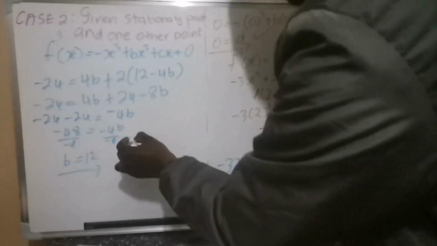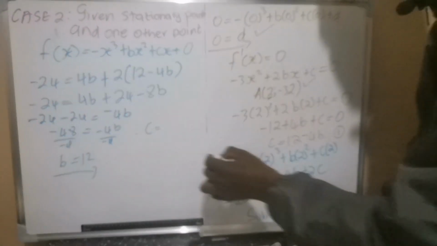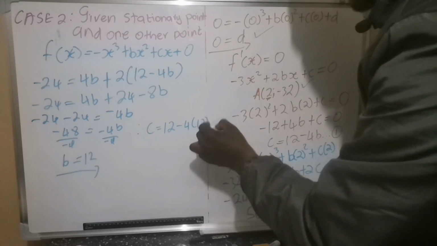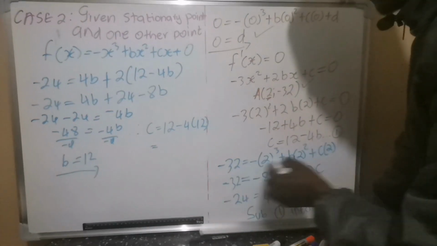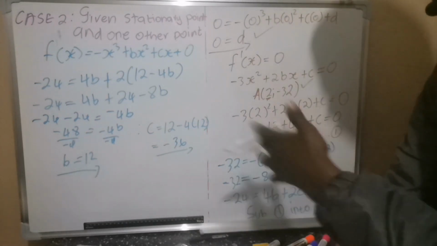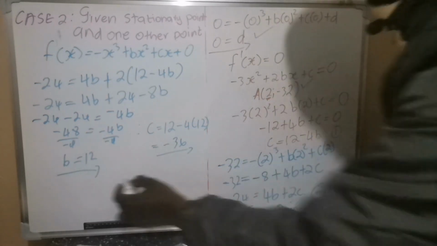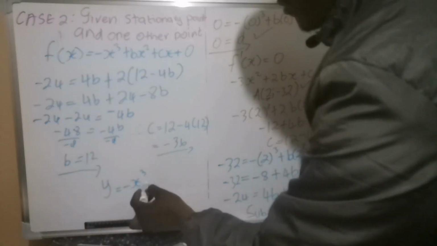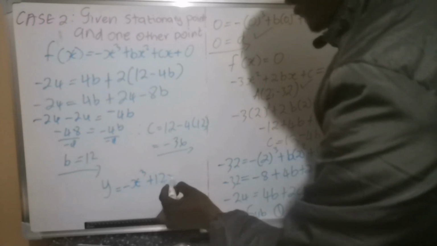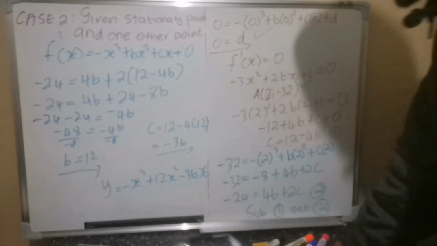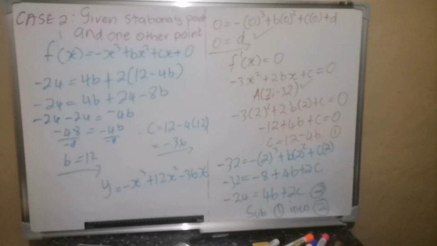Then c, therefore, c is going to be equal to 12 minus 4 times 12. Put this on the calculator. Your c is negative 36. Therefore, I found b, c, and d. Therefore, my equation is y equals negative x cubed plus 12x squared minus 36x. I'm done. That's how you find the equation of this function.